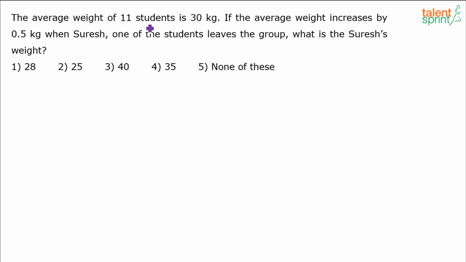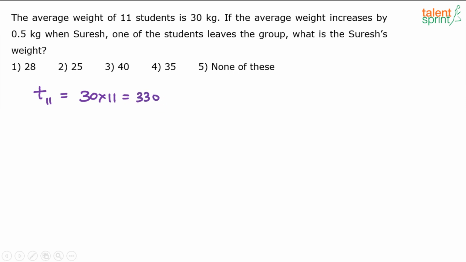The average weight of 11 students is 30 kgs. If the average weight increases by 0.5 kg when Suresh, one of the students, leaves the group, what is Suresh's weight? Let me solve it using the regular method first, right? That also is important. You got to know how to solve it conventionally. So average weight of 11 students is 30. What will be the total weight of 11 students? See, total is equal to average into the number of values. So 30 into 11, 330.